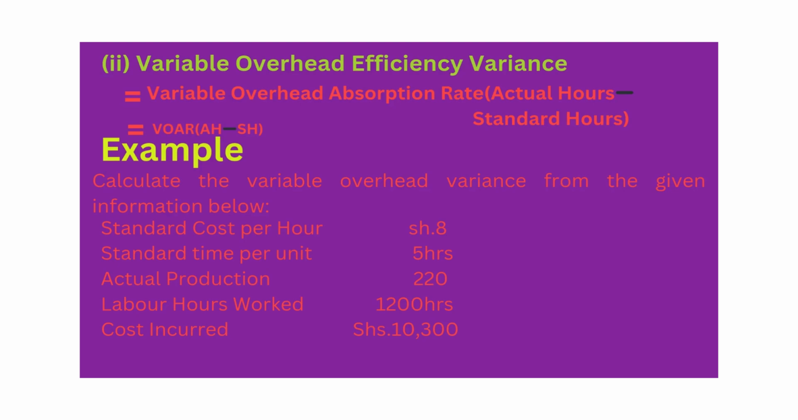Let's do an example. Our example requires us to calculate the variable overhead variance from the given information, which is: standard cost per hour 8 shillings, standard time per unit 5 hours, actual production 220, labor hours worked 1,200 hours, and cost incurred 10,300 shillings.